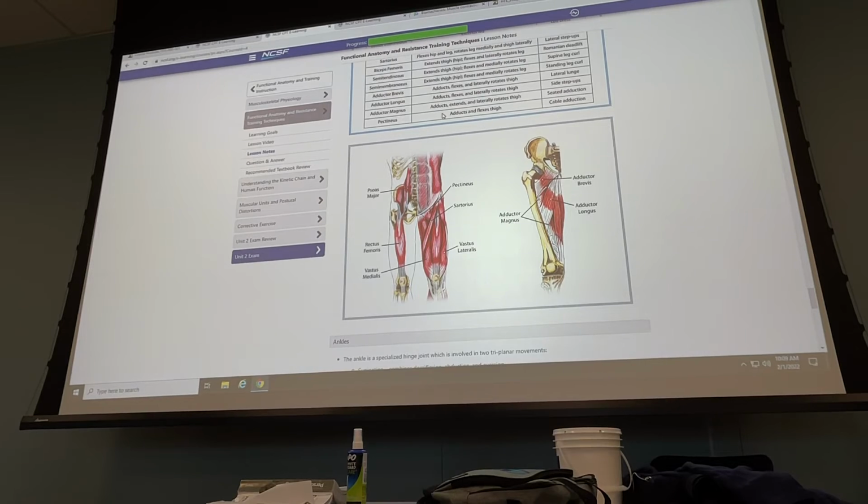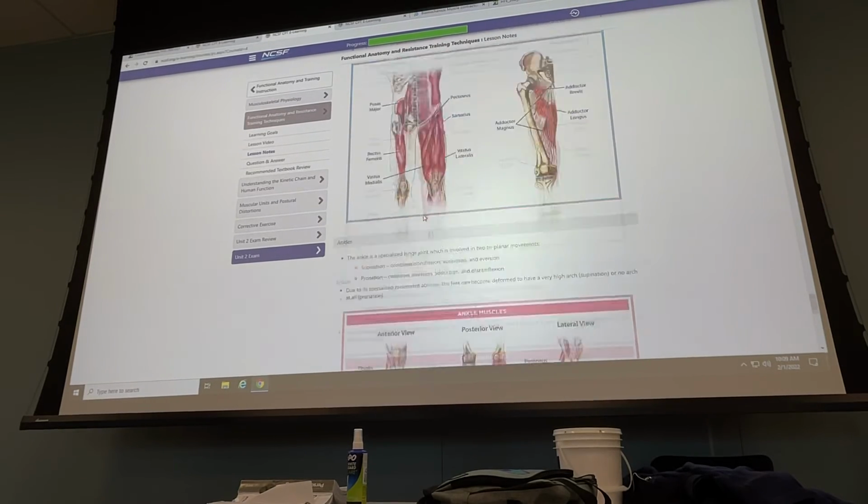Pectineus adducts and flexes the thigh, something like a cable adduction, so going across like this. Like a side plank. Remember we were doing the side plank, and we have our top leg pushing into the ground. That would get the pectineus there. That is the third inner thigh muscle inside the adductor group. Does anybody remember the innermost muscle here that isn't labeled? Starts with a G. Groin, gracilis, close, good. So groin, gracilis.